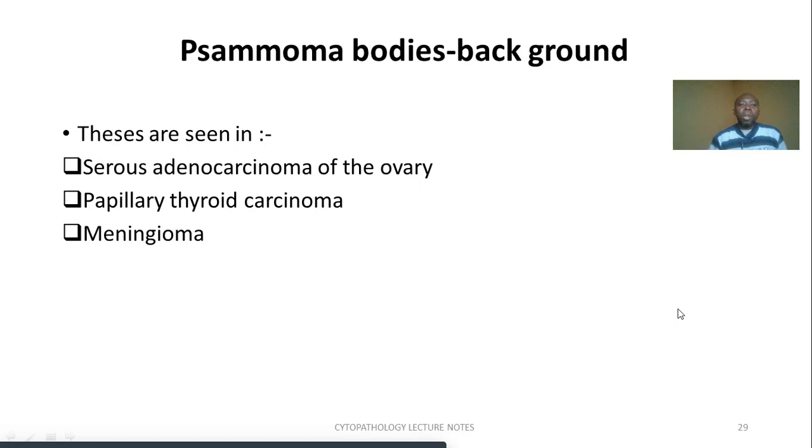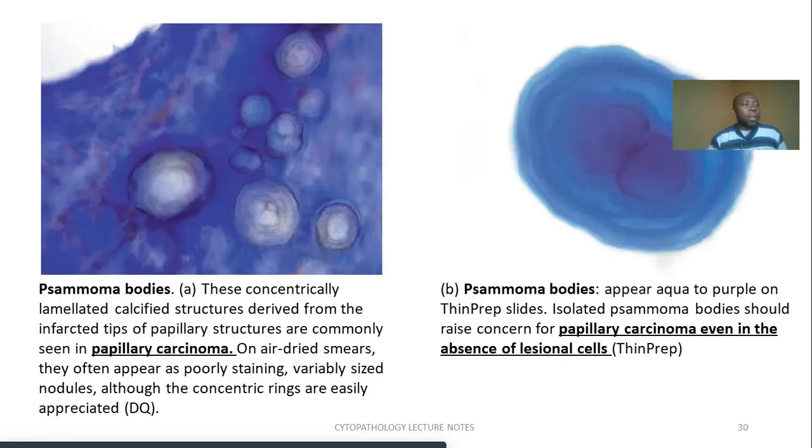Psammoma bodies are seen in serous adenocarcinoma of the ovary, and they are also very common in papillary thyroid carcinoma. Actually, when you see a Psammoma body while examining a thyroid smear, it's just a confirmation of papillary thyroid carcinoma. And then they could also be found in meningiomas.